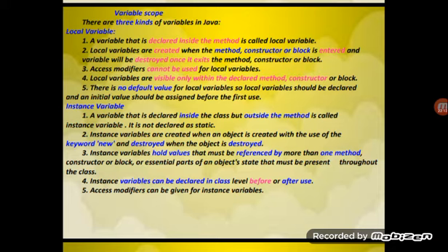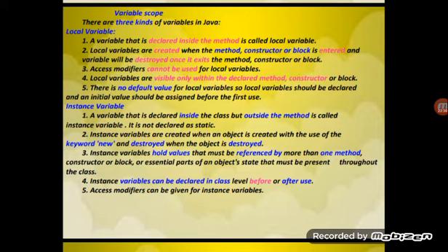Instance variables are created when an object is created, with the use of the keyword new, and destroyed when the object is destroyed.